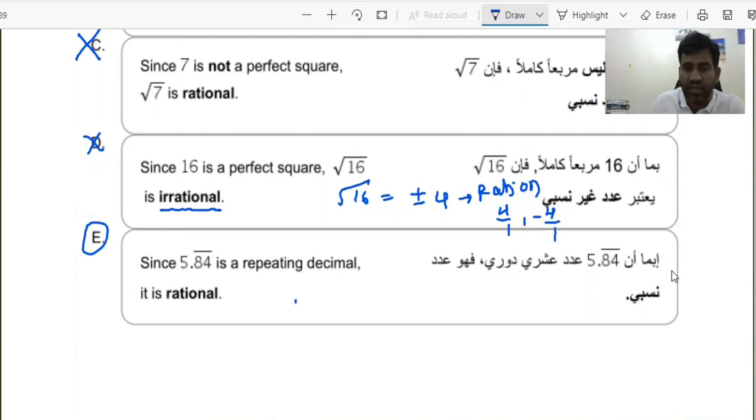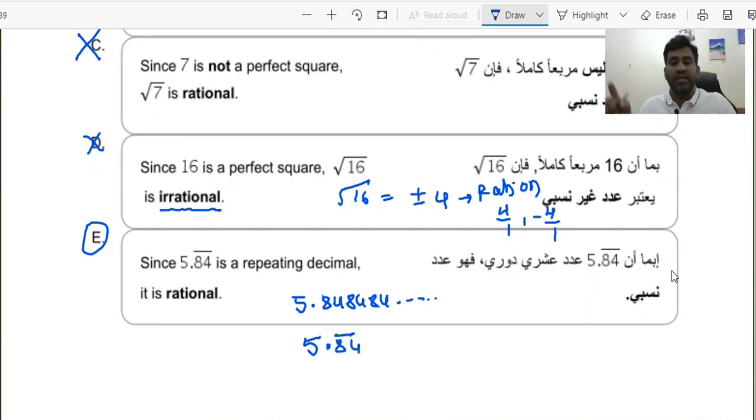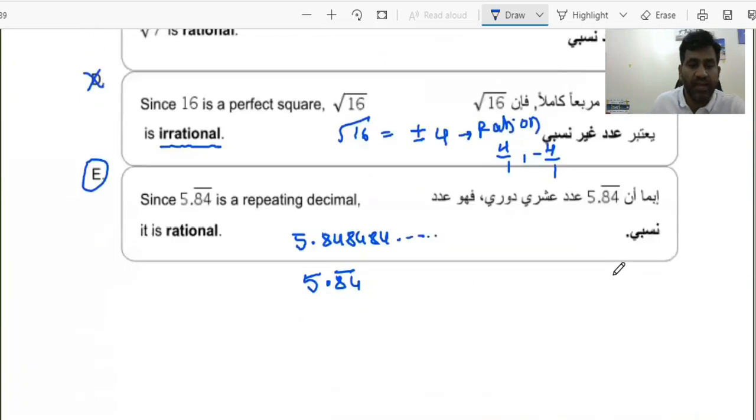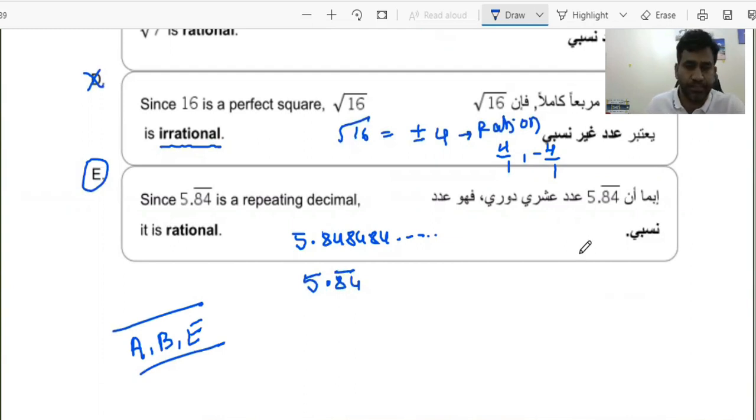So what they are trying to say here is 5.848484, going till infinity, and this can also be represented as 5.84 with a bar. So it's representing that 84 is repeating till infinity and it is a rational number. So the answer to this question is A, B and E. So I can choose the options A, B and E. These are the answers to the question, right?